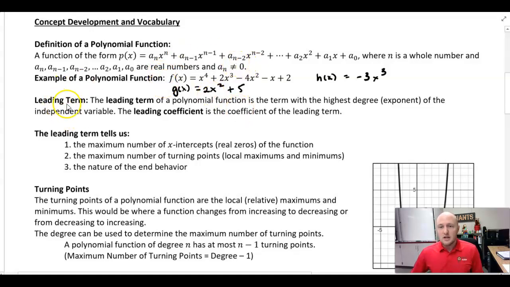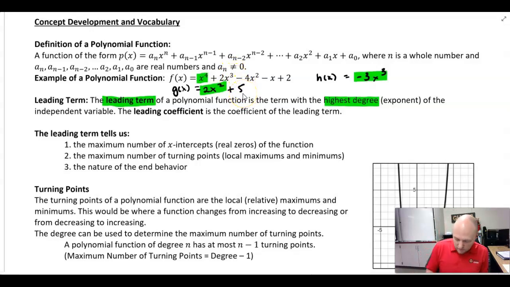Okay? So, a leading term. The leading term of a polynomial function is the term with the highest degree, or highest exponent of an independent variable. So in these examples up here, if your polynomial function's in standard form, which it's not always, it's going to be the first term. So I have x to the fourth. That's my leading term. I have negative 3x cubed. Well, that's the only term. And then the next one, 2x squared. So those are the most powerful, strongest terms in our polynomial function. So those are the leading terms.